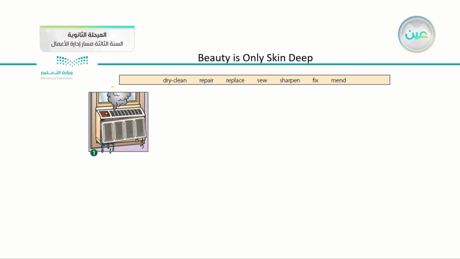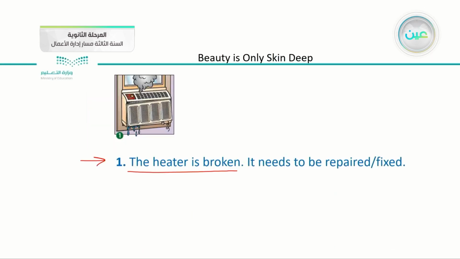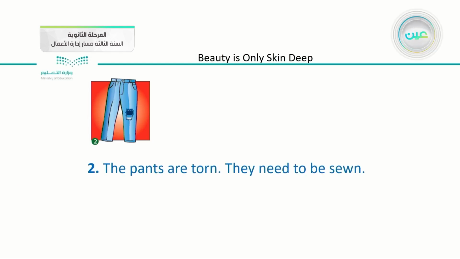And in the previous example, the jacket is stained. So we are describing something. The heater is broken. Okay, what should we do about that? It needs to be repaired or it needs to be fixed. Okay, now what do you see here in the picture? The pants are torn. What do they need? They need to be sewn.